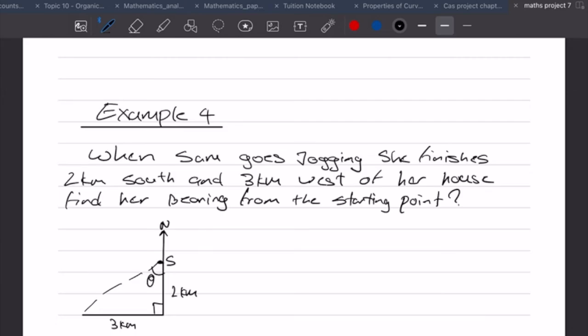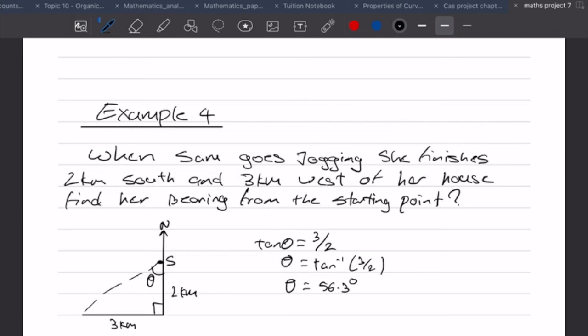Okay, so now we can use tan theta. Tan theta equals opposite over adjacent, so we have 3 over 2. So theta equals tan inverse 3 over 2. So theta equals 56.3 degrees. So this angle is 56.3.